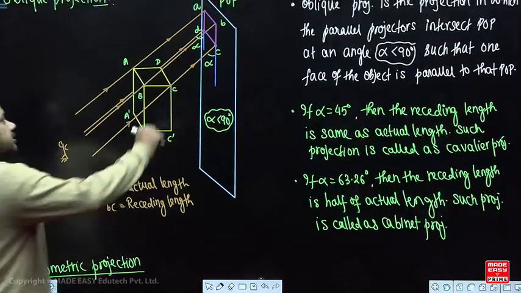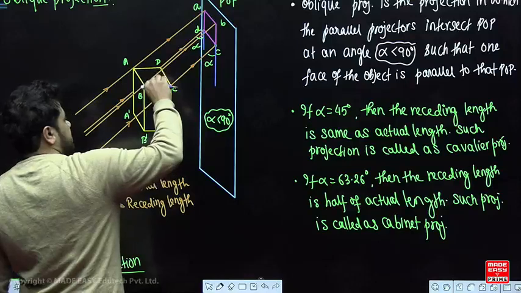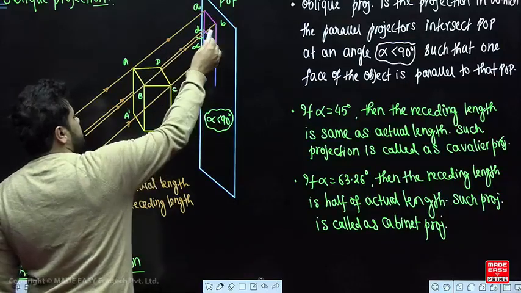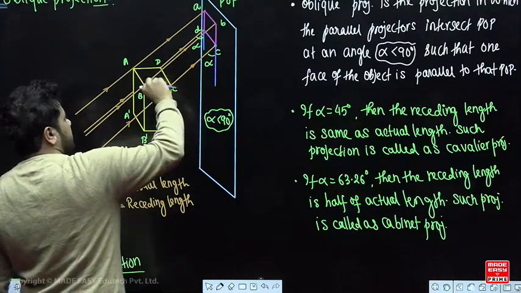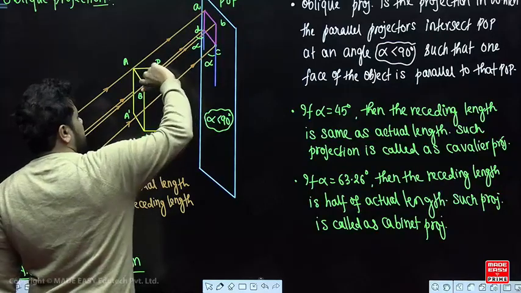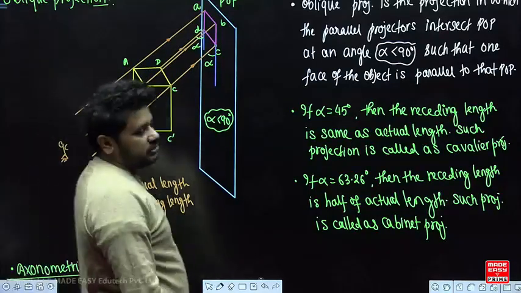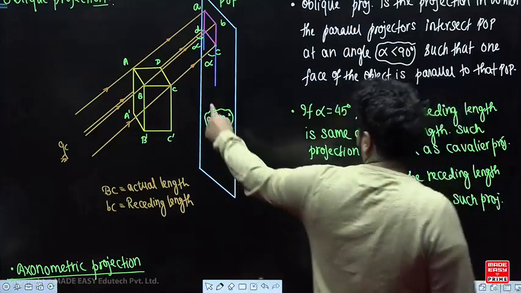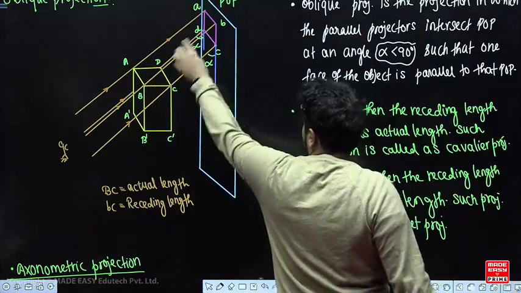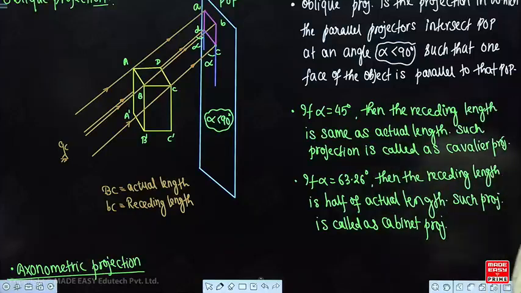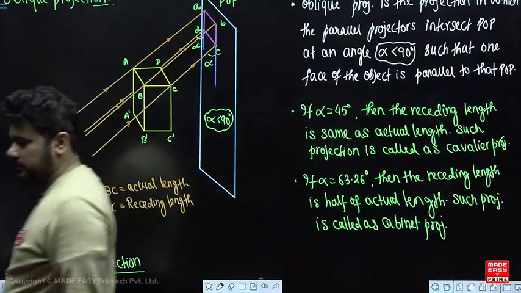This is called receding length. This is the projection of BC. BC's projection will change its distance, right? BC is like this, horizontal, and its projection is vertical. So this length and this length will change. So at alpha equal to 45 degrees, that means if the ray of vision is at 45 degrees, this length will be exactly this length, right? So we are not going to prove it here. Clear? Okay. Done?